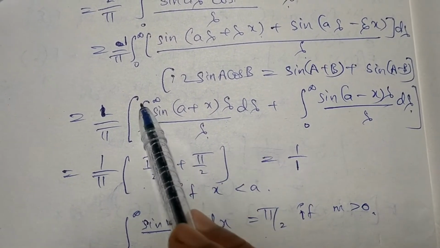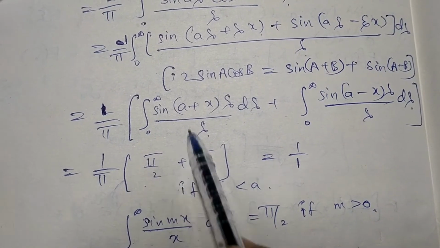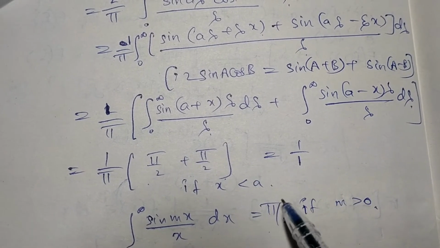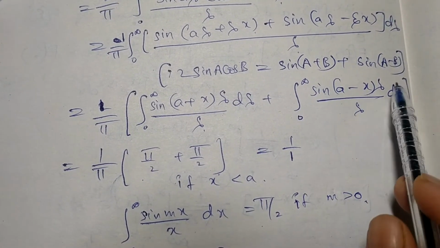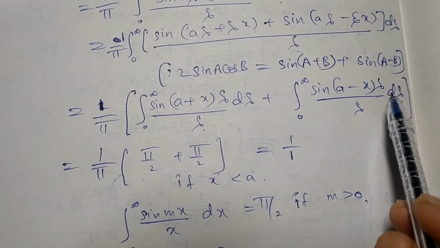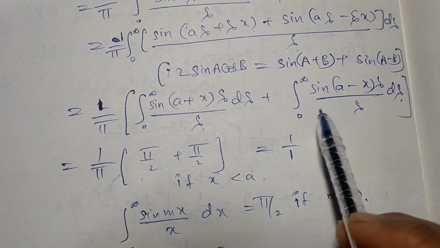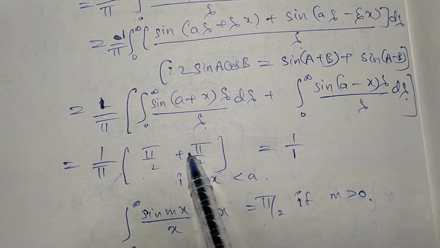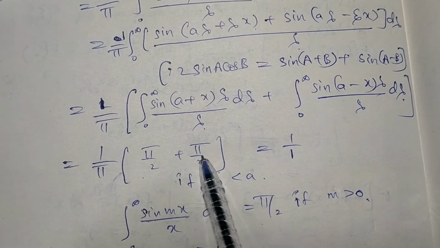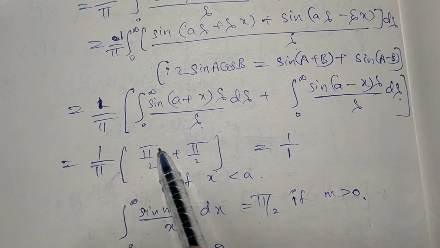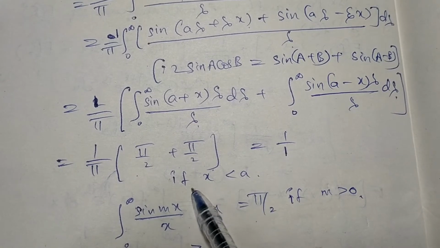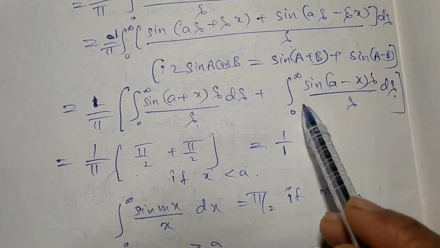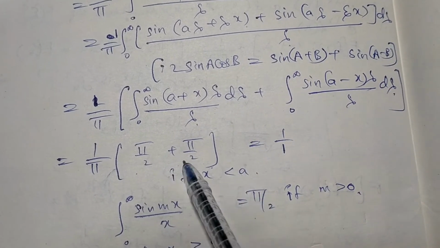So when you look at this, its value will be pi by 2. And its value will be minus pi by 2. No, its value will be pi by 2. So pi by 2 plus pi by 2, that is pi. So 1 by pi into pi equals 1. For x less than a, we will get this value as pi by 2, this value as pi by 2.